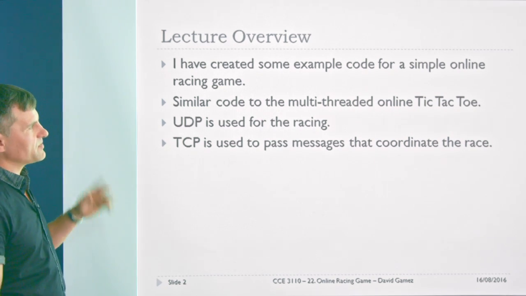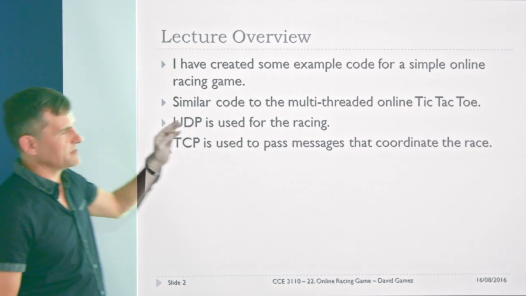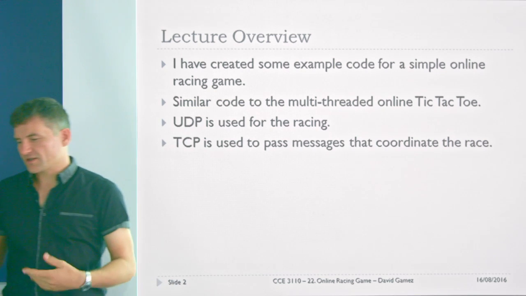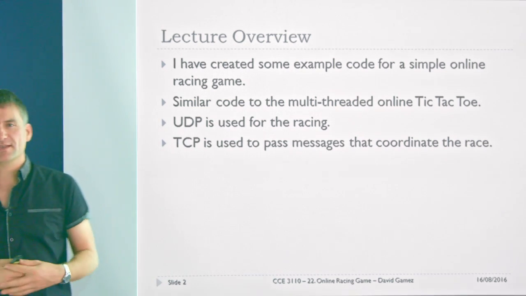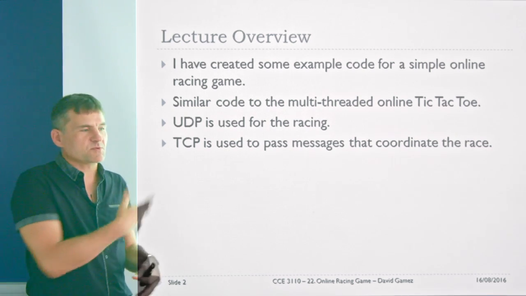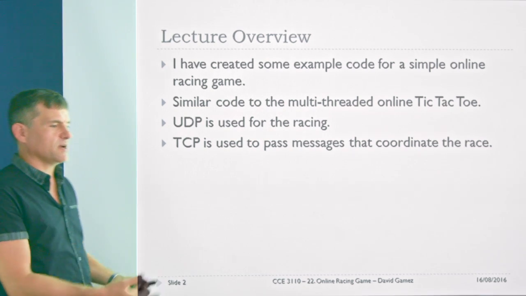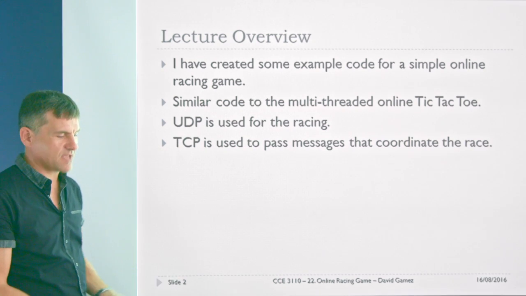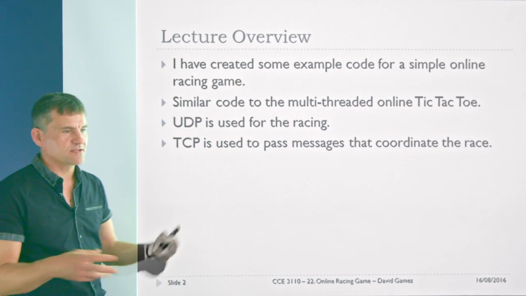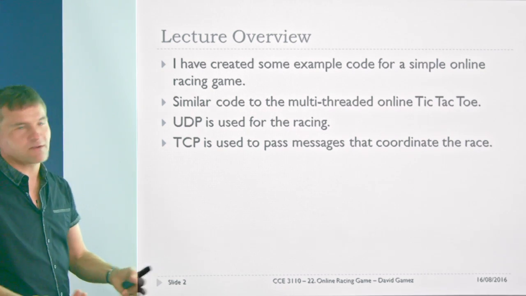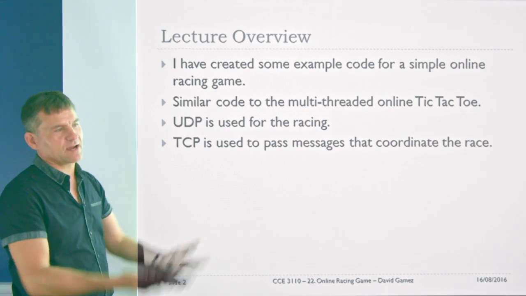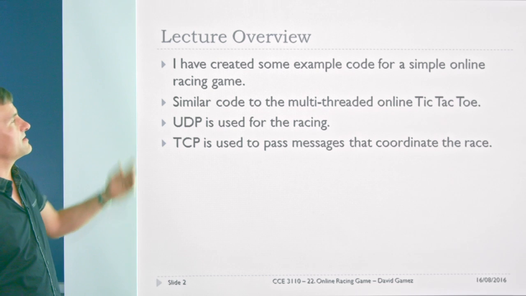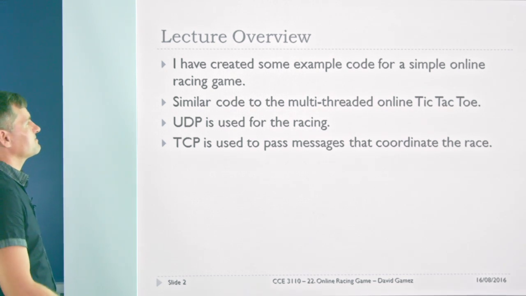So again, example code, similar to the multi-threaded online tic-tac-toe. This could support lots and lots of different people having their independent races simultaneously. You might have a much more sophisticated version of this to do car races, say on Xbox, racing against your mates, maybe five of you per race. This is a vague idea of how you might do that. There'll be much more sophisticated stuff going on in the professional version.